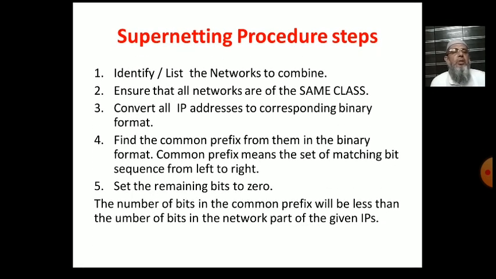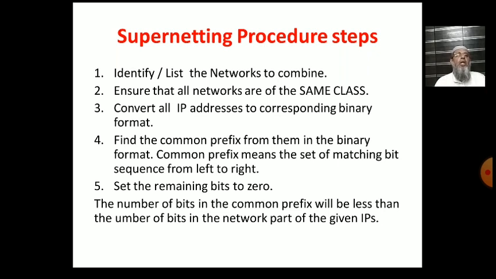These are the steps, the procedure, for how supernetting is done. First, we identify or list the networks to combine. We have to see which networks we want to combine. Ensure that all the networks are of the same class. When we are combining various networks, they must be from the same class. Class B and class C can't be combined. Class C and class A can't be combined. So we have to keep them from the same class.